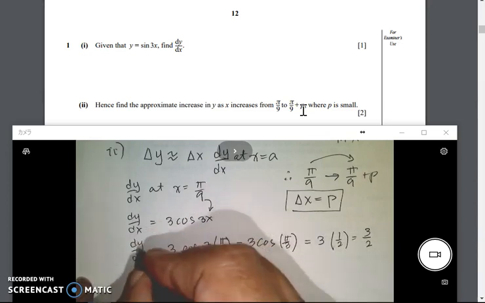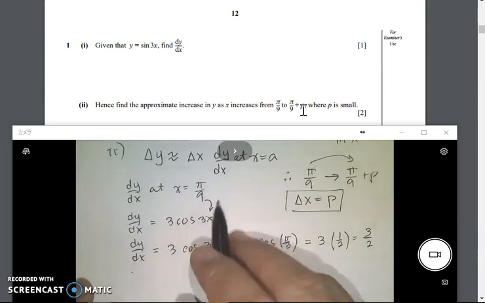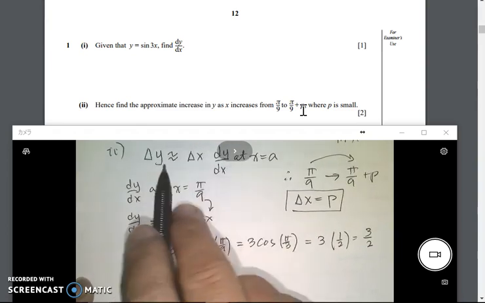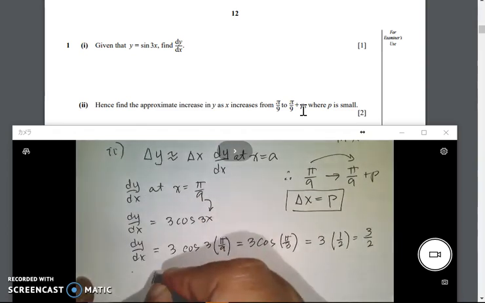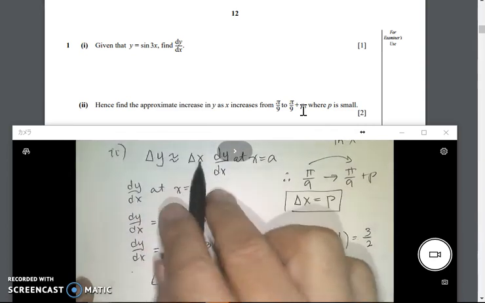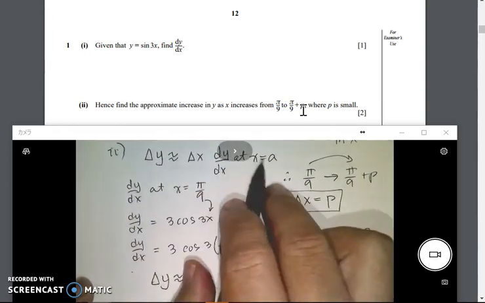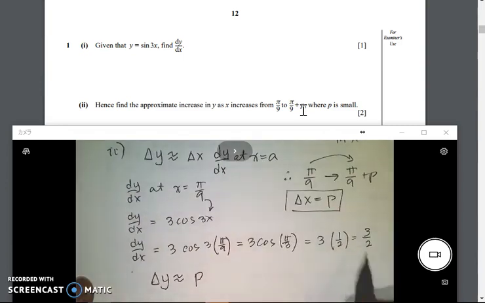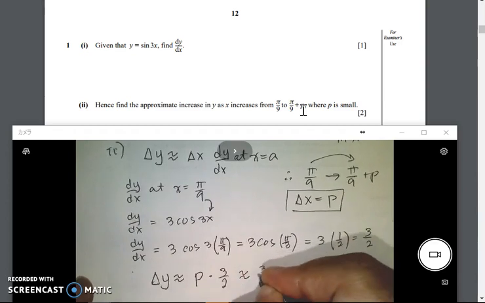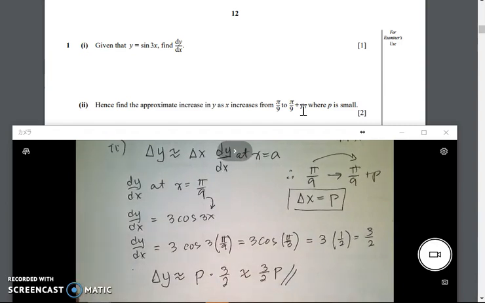So now you found that dy dx at x equals pi over 9. According to the theory, our approximate change in y, the delta y, is approximately equal to the delta x, which is equal to p, times the derivative at x equals pi over 9, which is 3 over 2. So therefore, it's equal to 3 over 2 p. That's our answer.